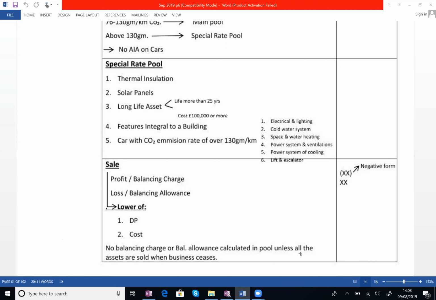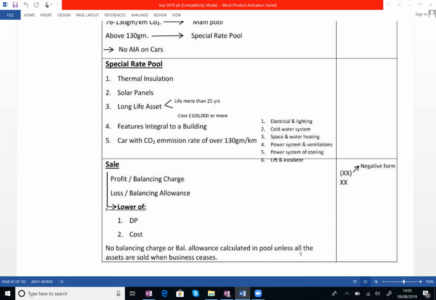Julia bought the following assets: machinery in June 2017 costing 1,90,000. You know, machinery will be included in the main pool. Then van 17,500. Van is also a main pool item. And then a car for a salesman, CO2 emission 120 gram. This car will be included in which column? Special rate. Make it 110.